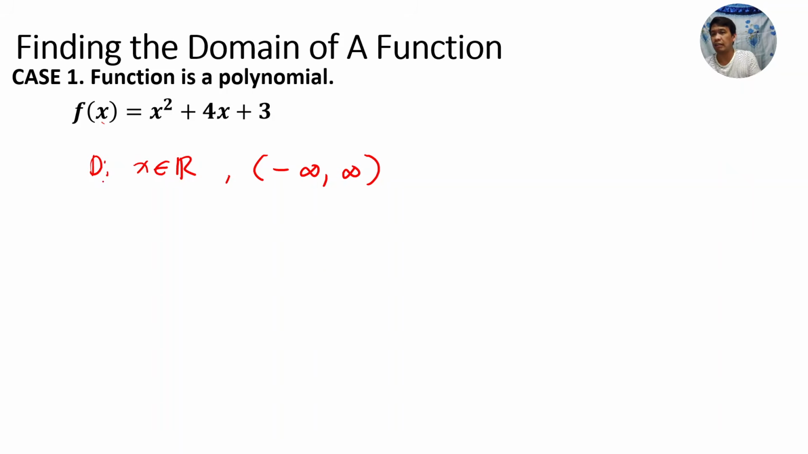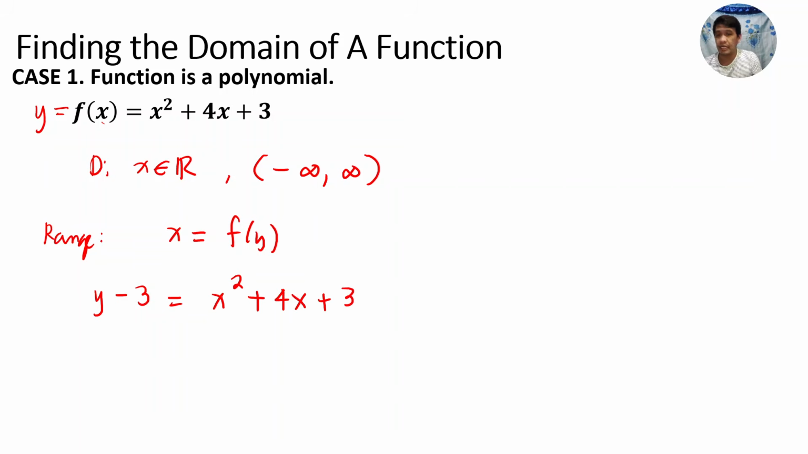So, paano natin kukunin ang range nito? So, i-express natin muna yung y as a function of x. Para makuha natin ang range, kukunin natin ang x as a function of y. So, ngayon, paano natin siya kukunin? So, from y is equal to x squared plus 4x plus 3, pwede natin i-transpose yung 3 on the left side, magiging y minus 3 is equal to x squared plus 4x. So, na-transpose na natin yung 3.